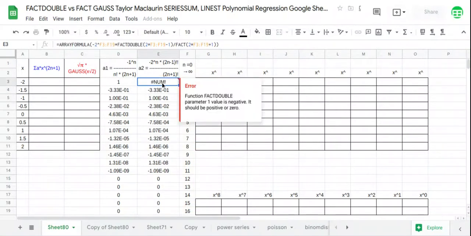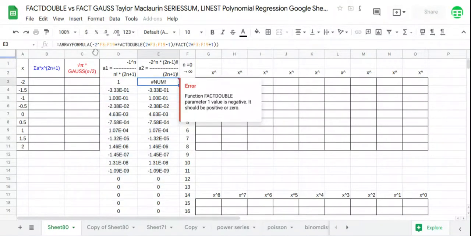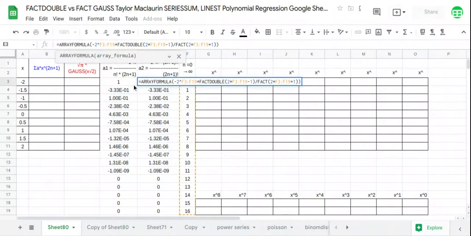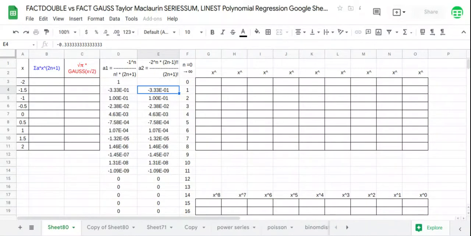We have to correct this first item. All these are the same except for the first item. So we use the if statement. So the quantity array formula if n equals 0. If n equals 0, 1. Otherwise, calculate. Now they're exactly the same.